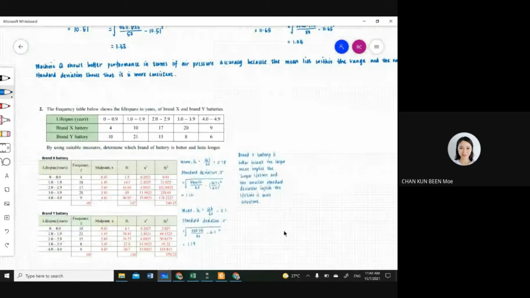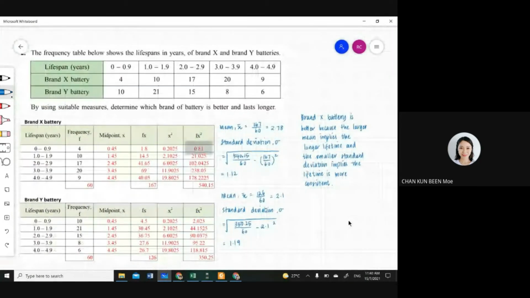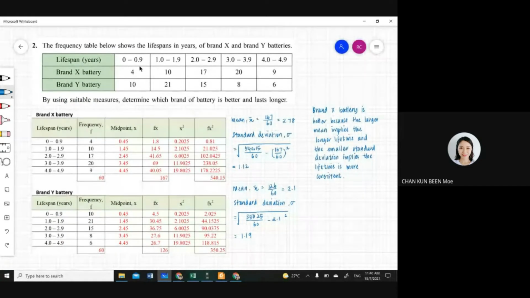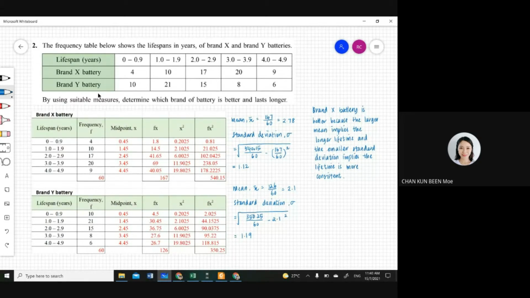So this is the second question. It shows the lifespan of battery X and battery Y. You were asked to use a suitable measure to determine which brand is better and lasts longer. For sure, the measures we are going to use are the mean and standard deviation. There are many types of measure that you have learned, like range, interquartile range, variance, mean, and standard deviation. The most appropriate ones here are the mean and standard deviation.